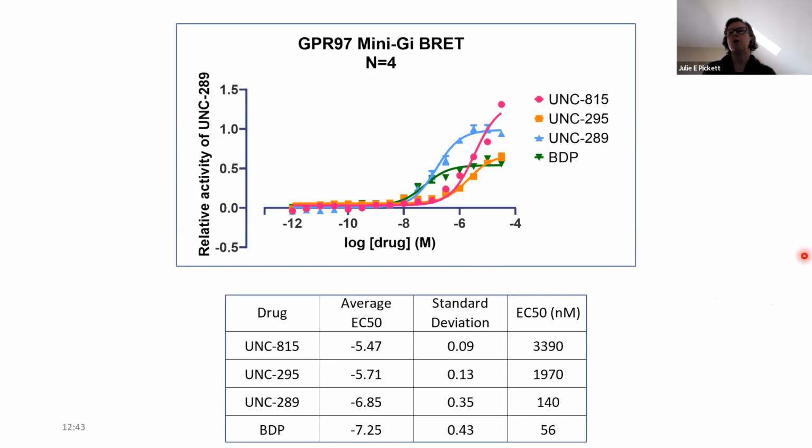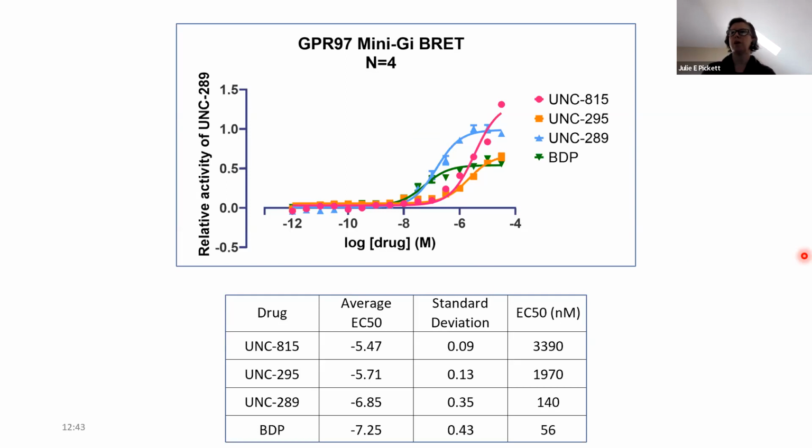We've got about 140 nanomolar EC50 for our positive probe, and this is in the mini-G_i BRET assay. You can see from the graph that we've got better efficacy than beclomethasone dipropionate, and that both of our off-targets vary somewhat in efficacy, but the potency is sufficiently low. So we are excited about this set.